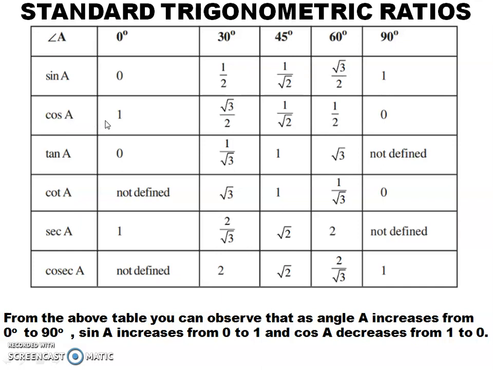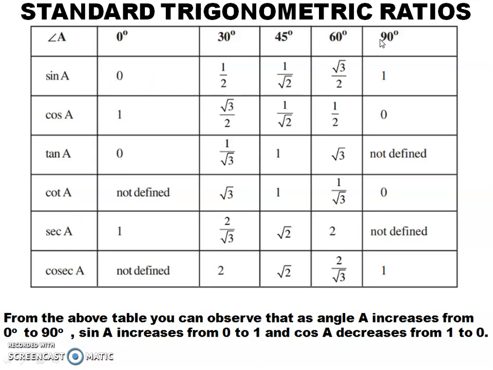Cos A. Cos 0, 1. Cos 30, root 3 by 2. Cos 45, 1 by root 2. Cos 60, 1 by 2. Cos 90, 0.